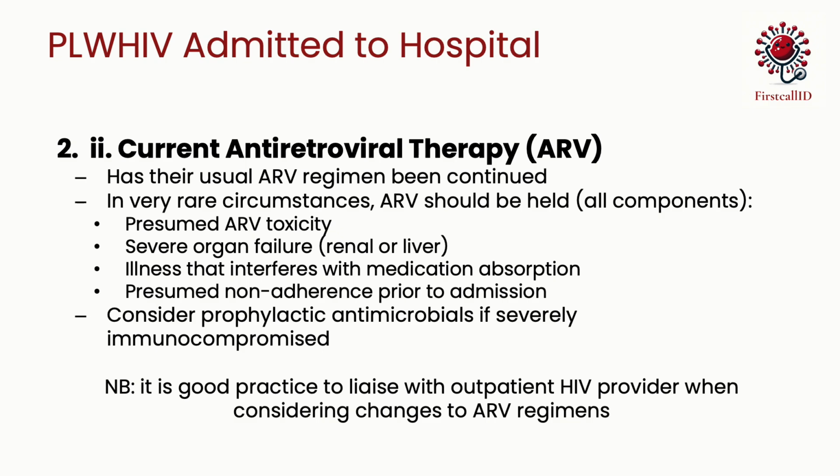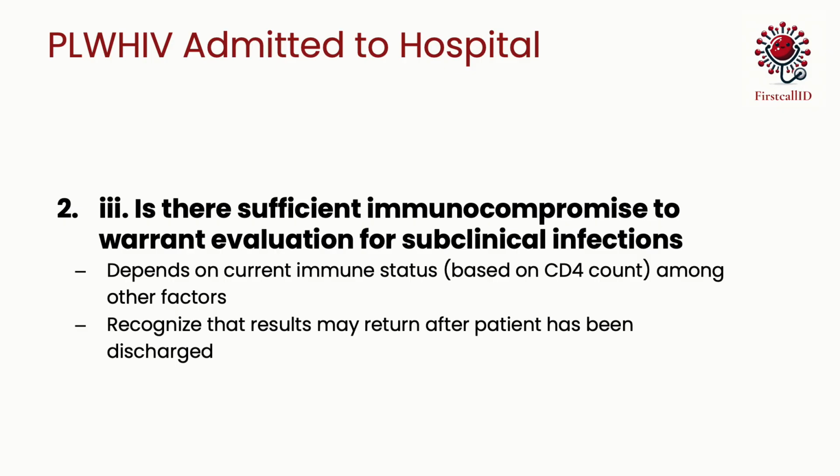The third consideration as a part of our consultation relates to whether there is a significant degree of immunocompromise to warrant a broader evaluation for maybe less conspicuous or subclinical infections. This really depends on the patient's most recent CD4 count, among other factors. I'll note here that the CD4 count, when you measure it in acutely ill people, can often be falsely depressed just as an effect of their acute illness. It might not be a true representation of how their immune system is truly functioning, so you want to take this into account.